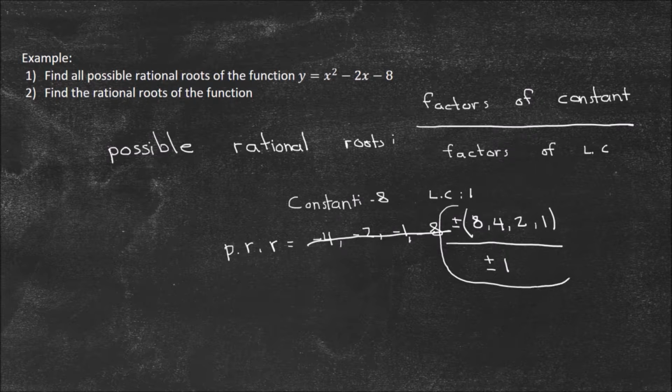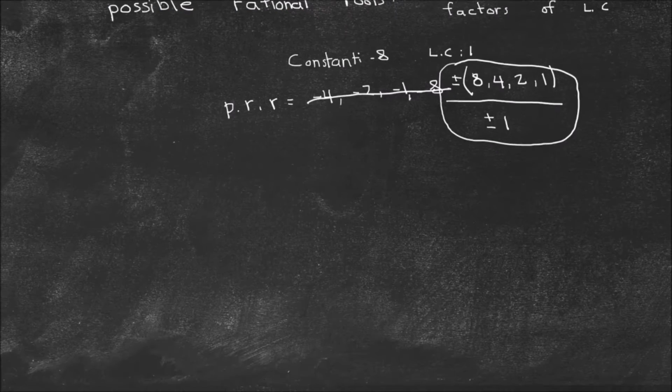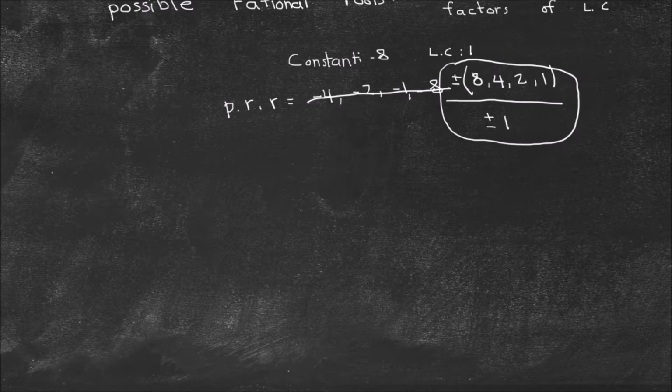But it wants us to list them out, and I also want you to know how you do list these out. So first, let's make all the top positive and the bottom positive, and let's list out what we get from that. So I'll write possible rational roots, and we'll write it out as a list. So possible rational roots.